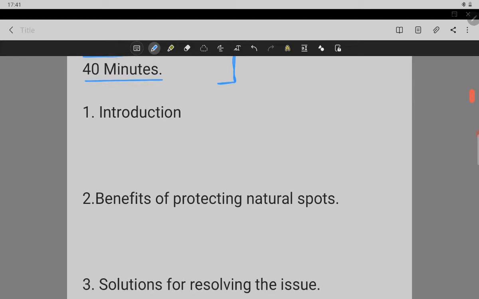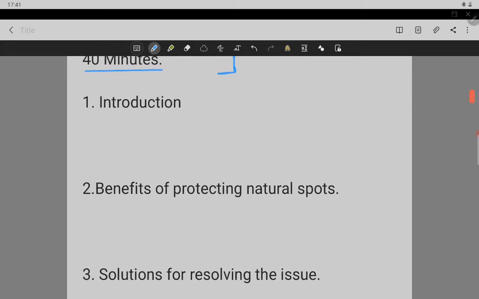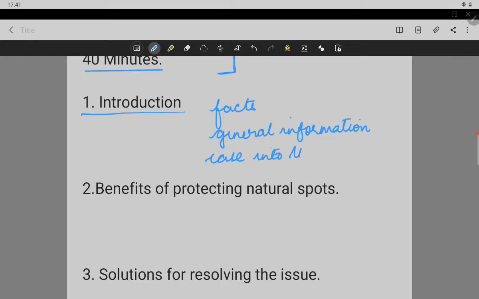Let's see what these paragraphs are going to be. The first paragraph will be an introduction in which we will state facts. We will give some general information, and we will ease into the topic. We will not rush into the topic. We will give a few general facts. We will explain the situation and ease into the topic. So this will be our first paragraph, which is the introduction.